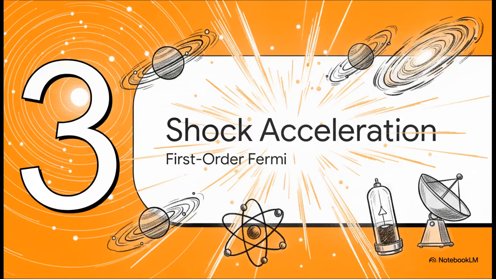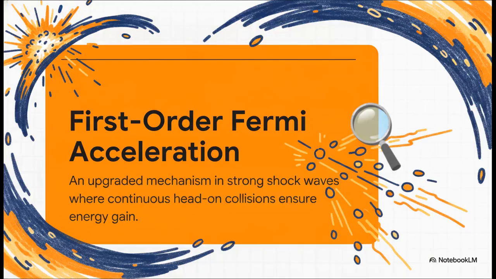Section 3. Diffusive shock acceleration. Fast forward to the late 1970s, and multiple scientists independently stumbled upon an absolute game-changer. They called it diffusive shock acceleration, or first-order Fermi acceleration. They realized, hey, you don't need random magnetic clouds. You need a massive supersonic shockwave, like the kind blasted out by a supernova. When a particle interacts with a continuous shockwave, the geometry changes completely. Suddenly, every single crossing becomes a head-on collision.